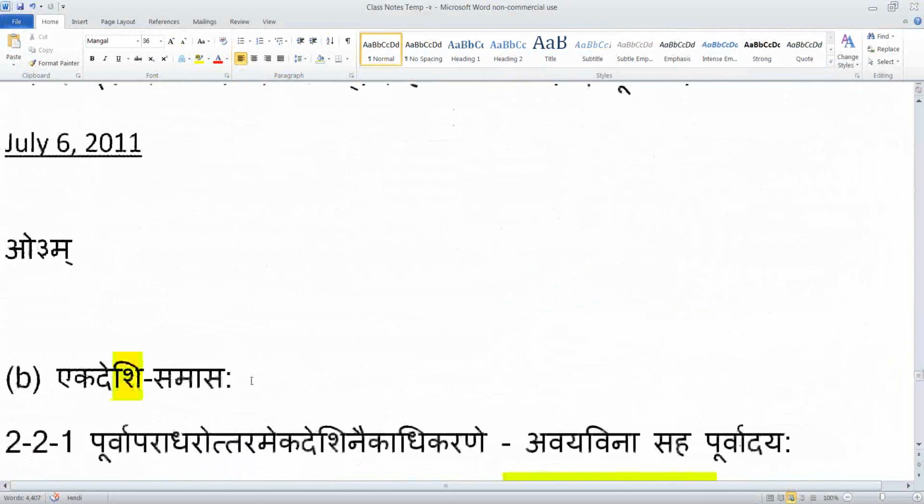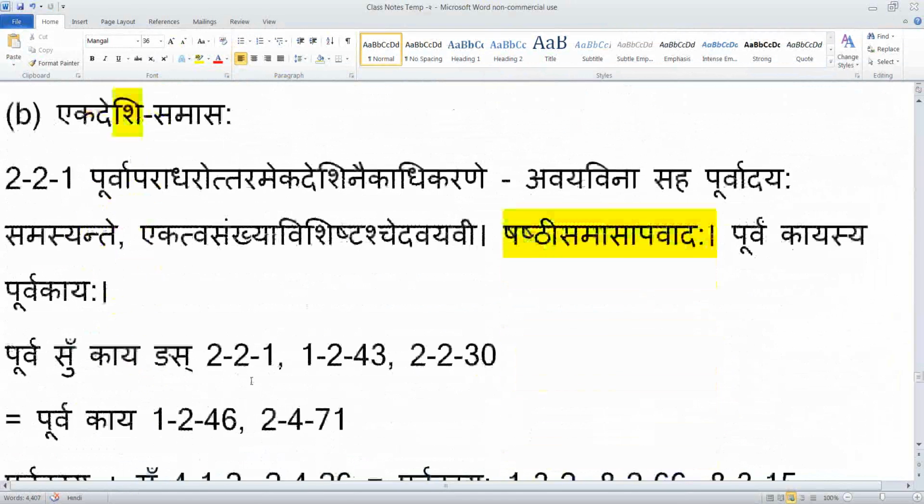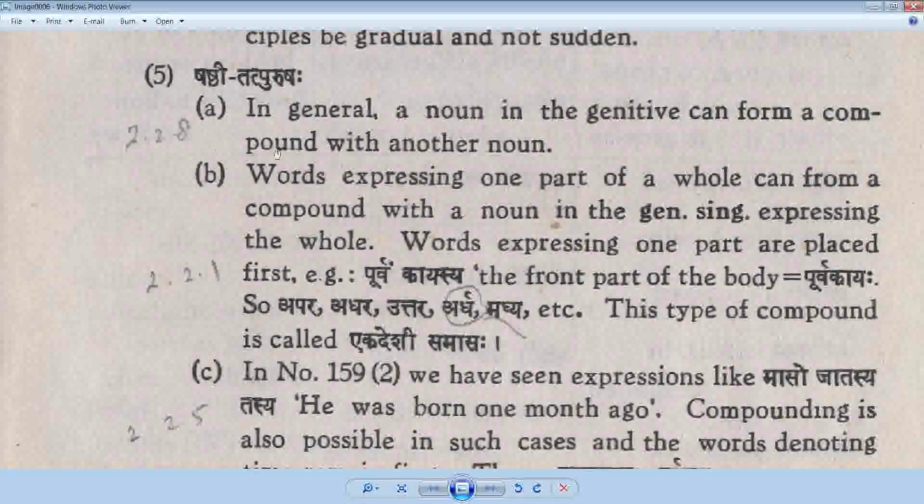Let's go on to today's topic. We are moving on in the book to the next one, which is point number B. Point number A was just the footnote, which we did here. Point number B says: words expressing one part of a whole, one part, where the whole is the ekadeshin.